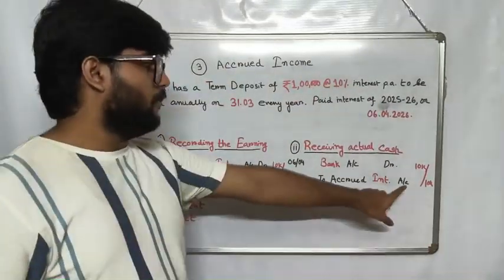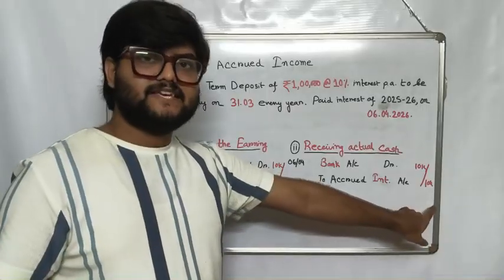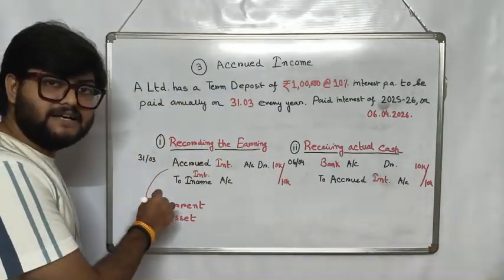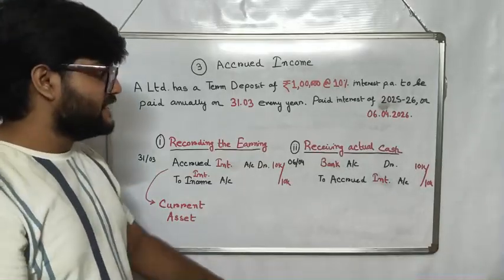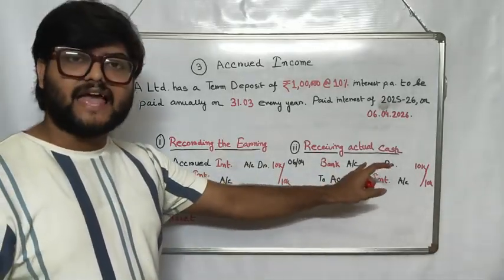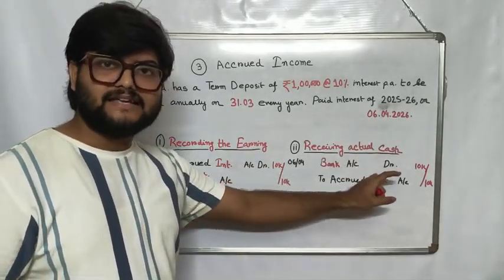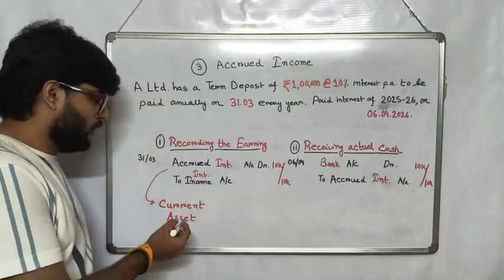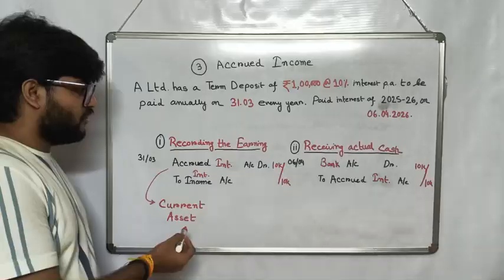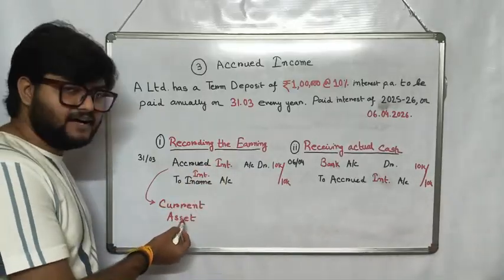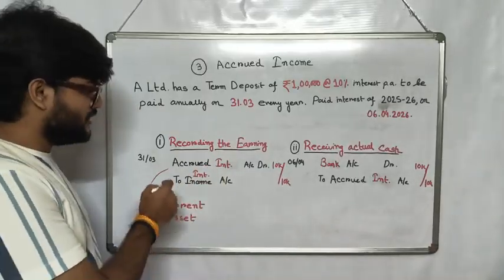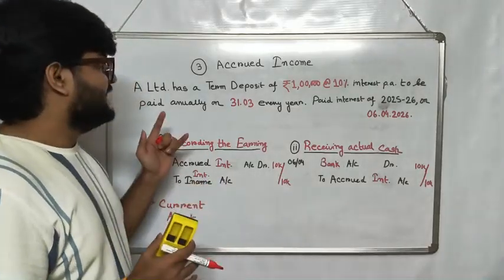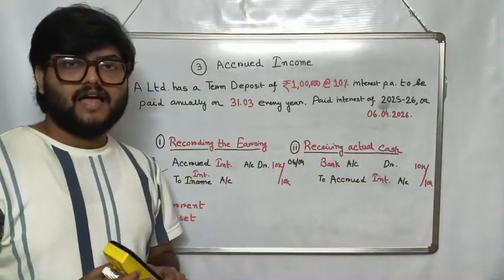Now the moment you will receive this amount, this accrued interest part will be removed from the asset side, because the income, the actual cash income, is already received by you. So there will be no balance left on accrued interest in the asset segment, so it will be removed from the asset segment. Okay, so that is a real life example of accrued income.